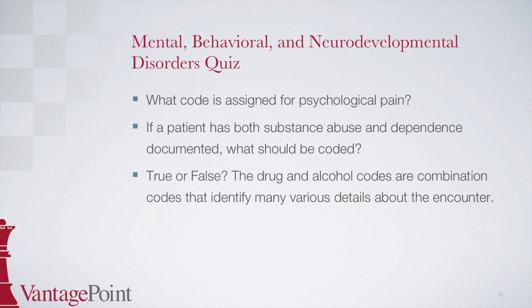The answer to the second question is dependence only. Remember that the hierarchy has use at the bottom, then abuse, and then dependence. Only one term is used per type of substance. Our third answer is true. The drug and alcohol codes are combination codes which include substance use, abuse, or dependence with conditions such as withdrawal, intoxication, or anxiety.